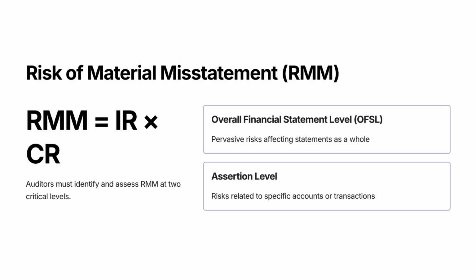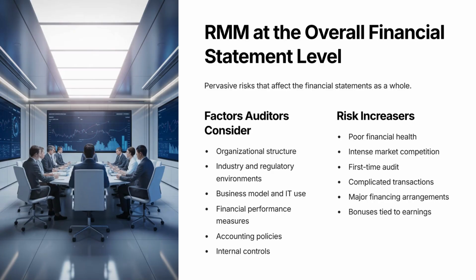The risk of material misstatement, or RMM, is made up of RMM equals inherent risk times control risk. Auditors must identify and assess RMM at two levels: overall financial statement level and assertion level. Let's look at both. RMM at the OFSL includes pervasive risks that affect the financial statements as a whole.